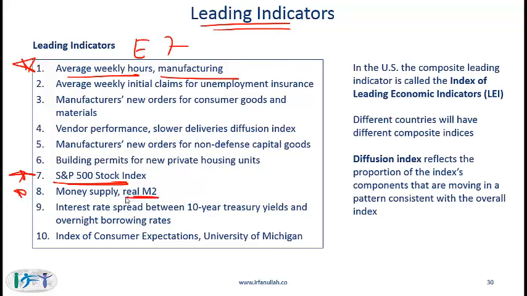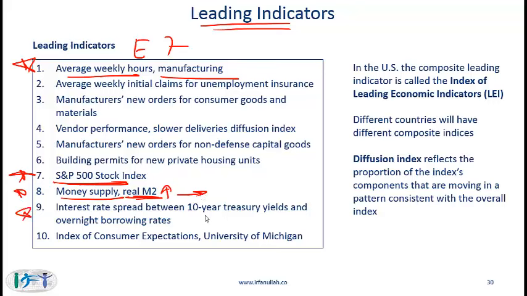Money supply, or real M2, and we will discuss this in more detail in the next reading, but there are different measures of money such as M1, M2, etc. One of the measures of money is called M2, and this is also considered a leading indicator. When the monetary authority increases M2, that will generally have a positive short-term impact on the economy, and a reduction in M2 or a tightening of the money supply is going to have a contractionary effect.